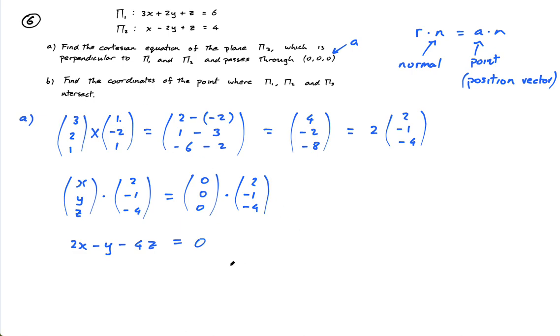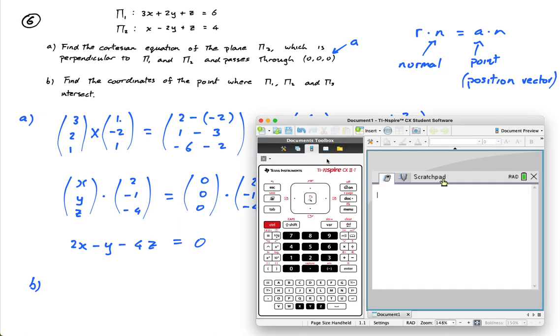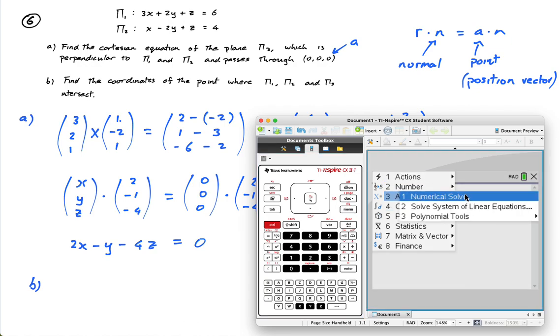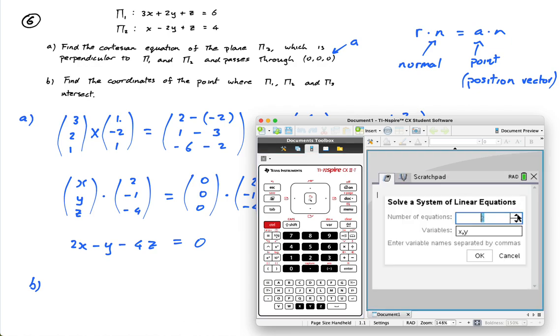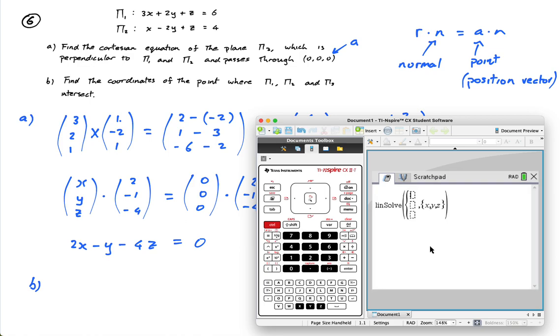Okay, finally, part b. It says find the coordinates of the point where pi 1, pi 2, and pi 3 intersect. If this was a paper 1, this would not be an easy question, but it's a paper 2, so it's actually a very easy question. All you've got to do is go to menu, algebra, solve system of linear equations, with 3 equations in x, y, z.